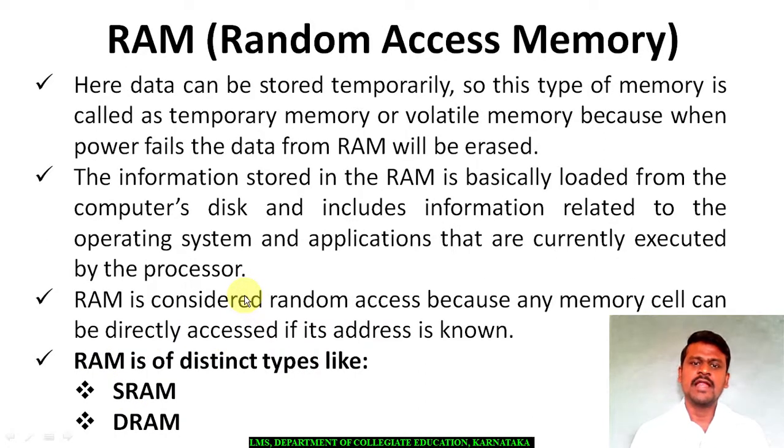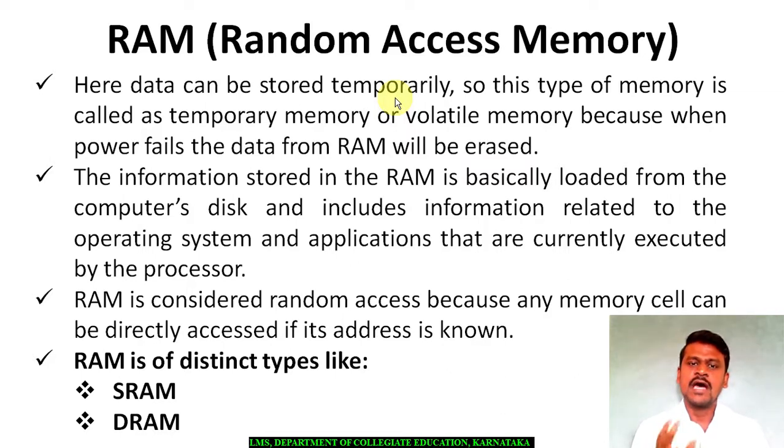Right, RAM means random access memory. Now we will see what we mean by RAM. In RAM, data can be stored temporarily. RAM is a temporary memory. It will not store the data which was accessed, processed or calculated. Whatever data is present inside the RAM, that is random access memory, is not permanent. It is a temporary memory.